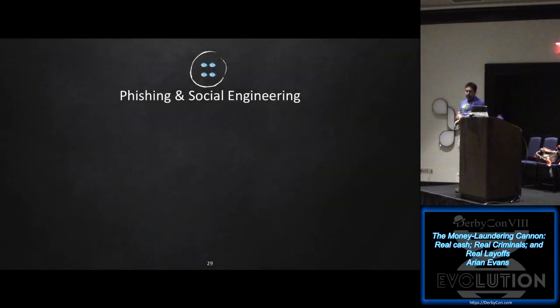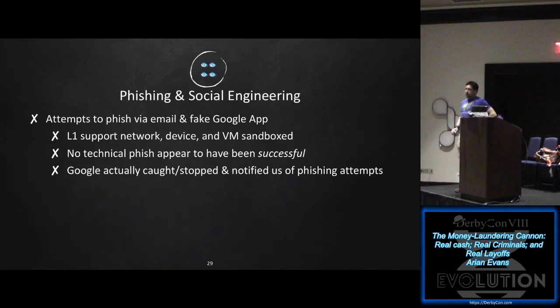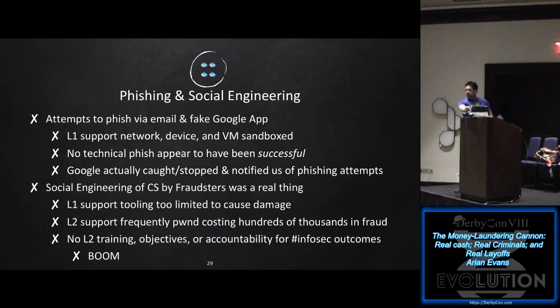So what was the outcome of this? Well, like I said, we squashed some of the behavioral stuff. We looked for vendors to help us out. We struggled. We continued to have problems around attempted phishing. Level 1 support had never got anywhere. We had them pretty well sandboxed: network, device, and VM. Technical phish didn't appear to be successful. Google, of all things, caught some phish and told us. So we were using Google Apps. Google would actually email me and say, oh, we caught and stopped that. That was a new one for me. I didn't even know they did that sort of thing.